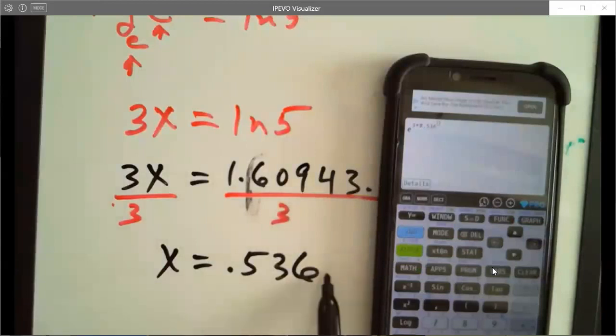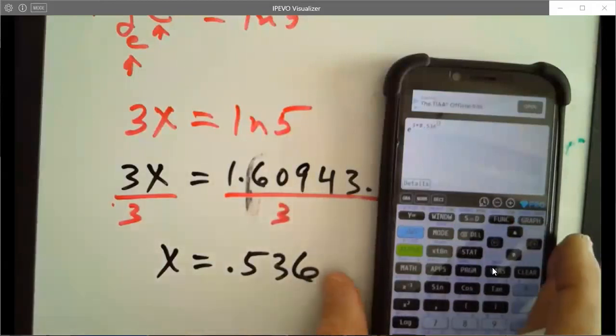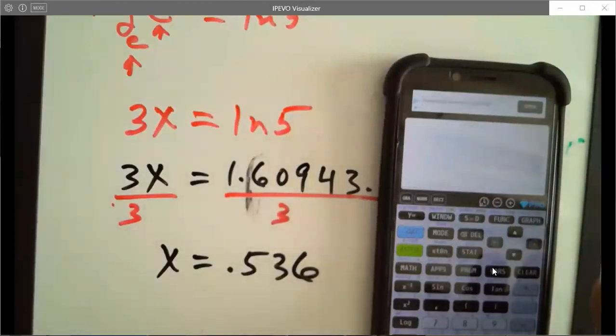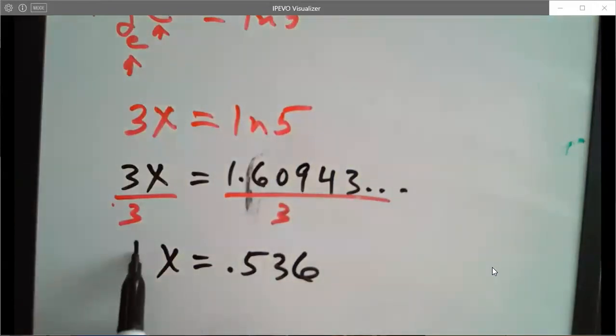If you move this out to like 5 or 6 decimal places, you get closer to 5. So this is a good answer here.